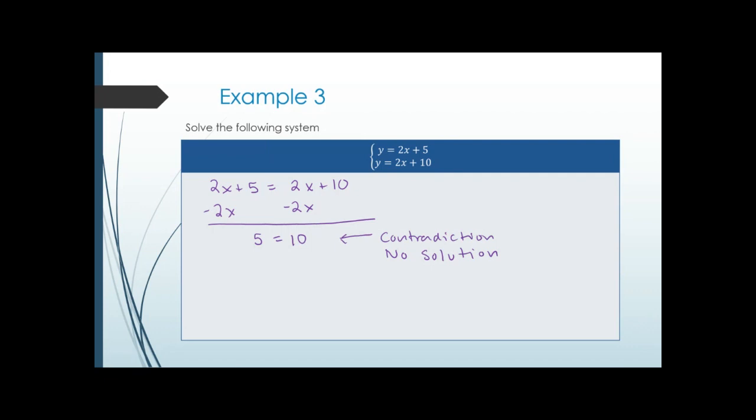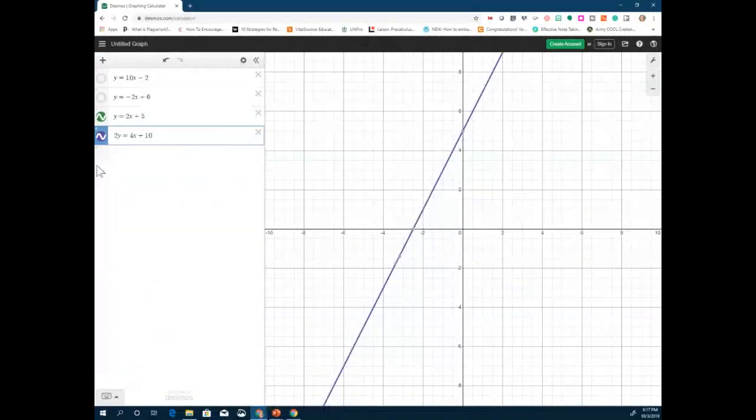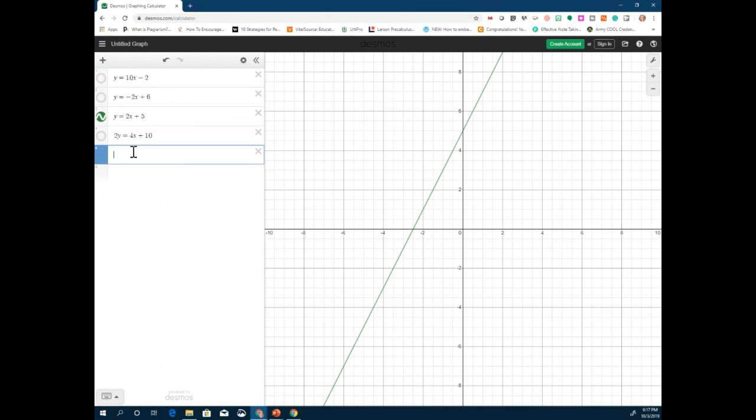So let's take a look at this graphically. And again, pull up Desmos. So I've got 2x plus 5 already in there. I reuse the same equation. And then y equals 2x plus 10. So you can see these are parallel lines. And parallel lines mean that they have the same slope, so they're never going to intersect.